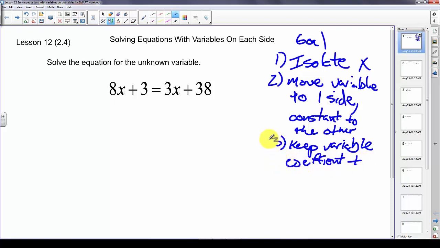So what I'm going to do is look at these two variable terms and see which one's bigger. So 8's bigger than 3. I'm going to move my variable terms to the left and my constant term, which is 3, to the right. Just a preference of mine. So in order to move the variable term, I have a positive 3x here, I'm going to add a negative 3x to both sides.